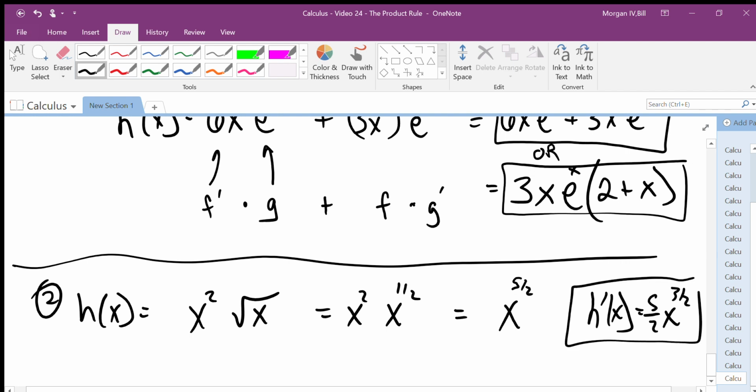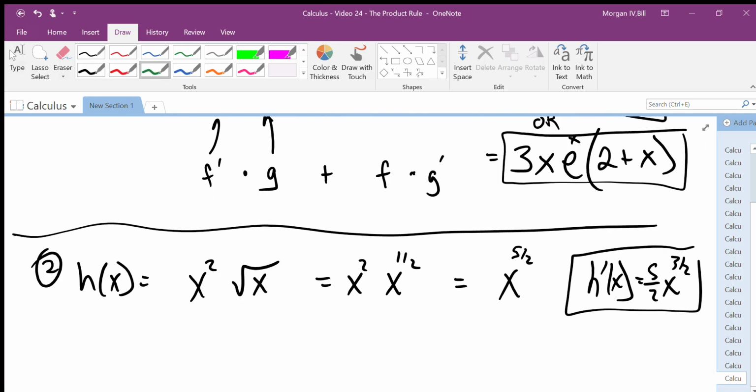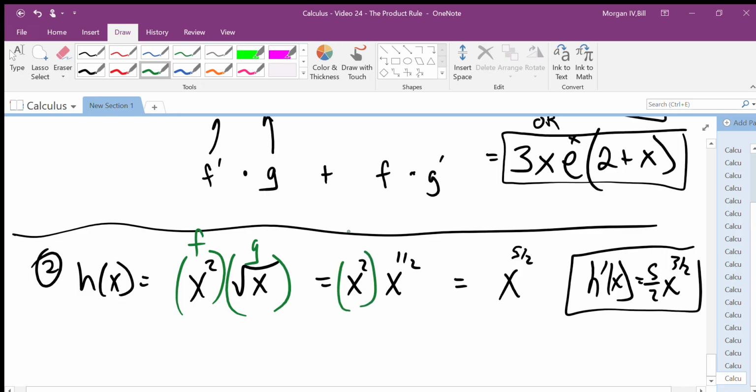But since we're practicing the product rule and I don't have a lot of options of things to give you, let's instead think of this as 2 functions, and hopefully we'll come up with the right answer still. My first function f is x squared, my second function g is x to the 1/2. We'll use that one since we have that rational exponent.